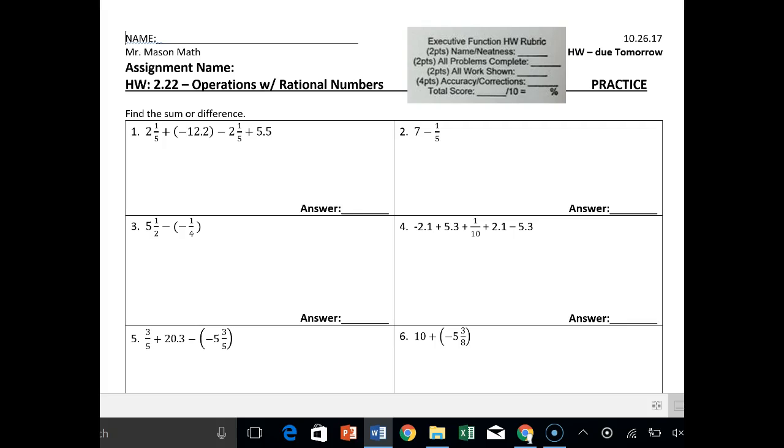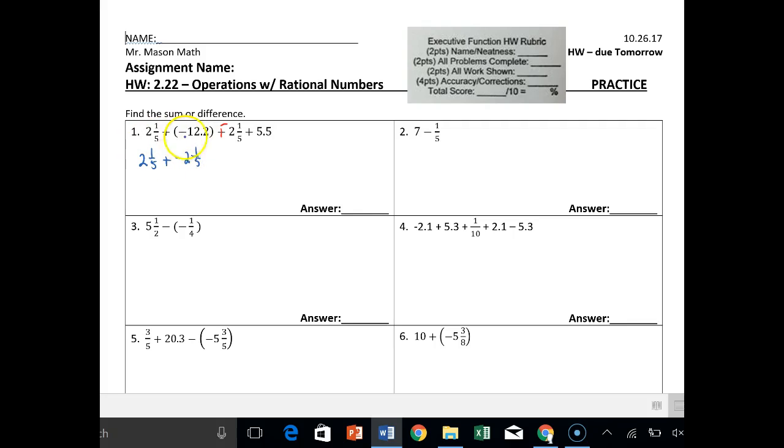So for number one, let's look through this problem first, and always change any subtraction that we see to adding the opposite. So here I see subtraction plus a negative. This just means that's negative 12.2. Now, hopefully you can say, there's some stuff I can move around using the commutative property of addition. I see a negative 2 1/5. I see a positive 2 1/5. So doing that, 2 1/5 plus negative 2 1/5.